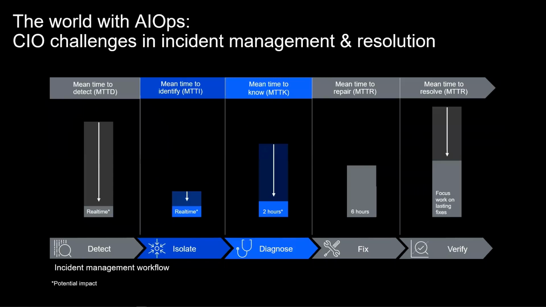So if we look at this in context of what the key challenge is and what we're trying to do with a lot of the tools and bringing more AI into these solutions, we have the mean time to detect, so that's that detect phase that I talked about, trying to bring that down to as near real time as possible with using things like machine learning and others. The next is the mean time to identify and the mean time to know. So this is isolating where the problem is occurring and then diagnosing why that's happening.